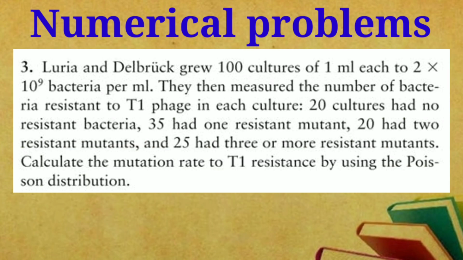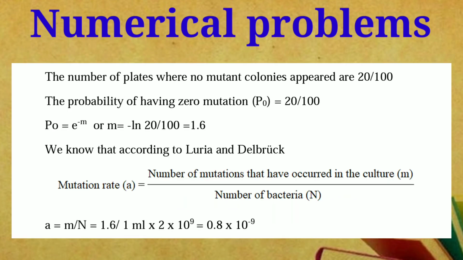And in the last problem, 100 cultures were grown and in each culture 1 ml contains 2 into 10 to the power 9 bacteria. After incubation, the number of resistant colonies are counted and you have to calculate the mutation frequency. Here, the number of plates where no mutant colonies appeared are 20 out of 100. The probability of having zero mutation, that is called P0, is 1.6. We know that according to Luria and Delbruck, mutation rate is m by n. So mutation rate is 0.8 into 10 to the power minus 9.